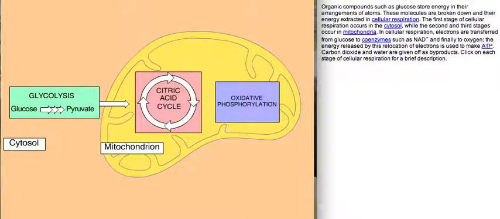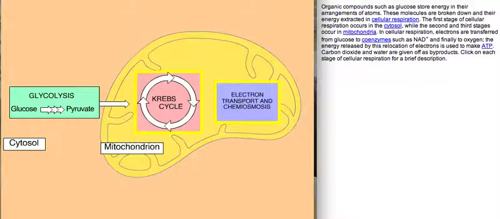Organic compounds, such as glucose, store energy in their arrangements of atoms. These molecules are broken down and their energy extracted in cellular respiration. The first stage of cellular respiration occurs in the cytosol, while the second and third stages occur in mitochondria.